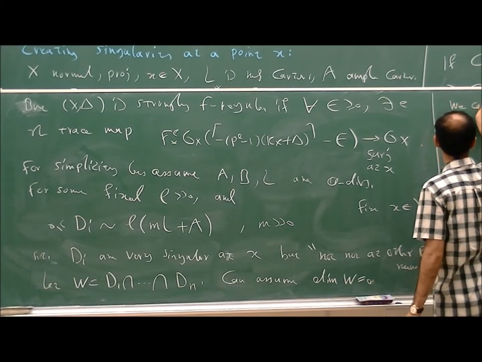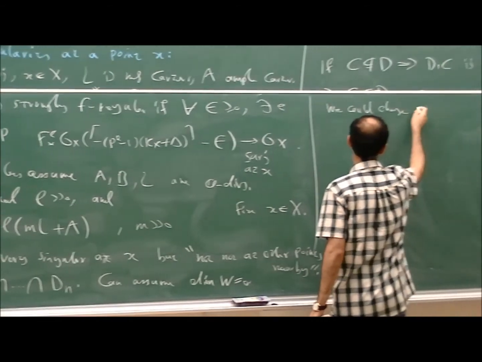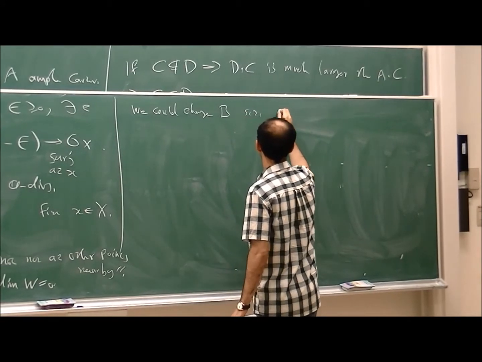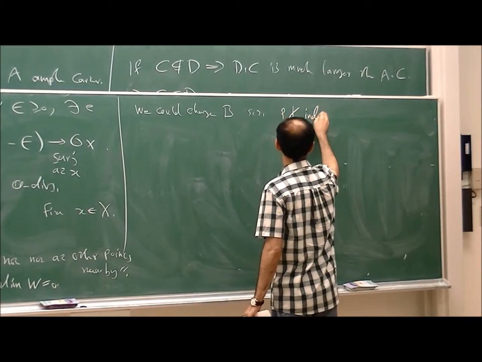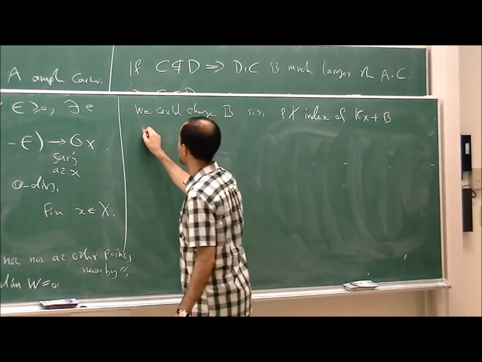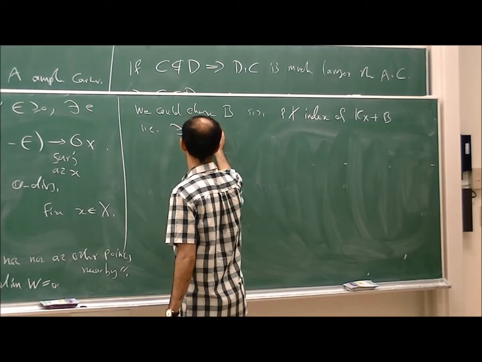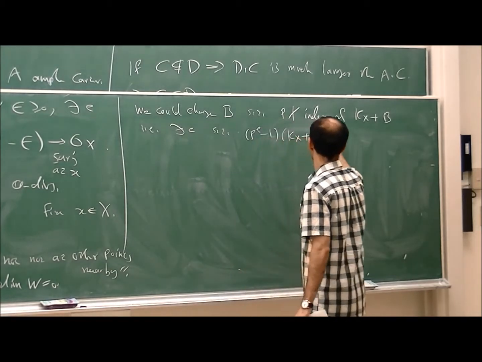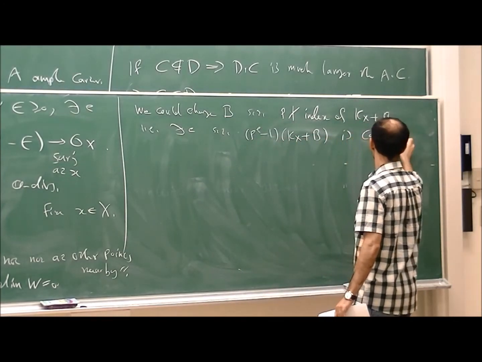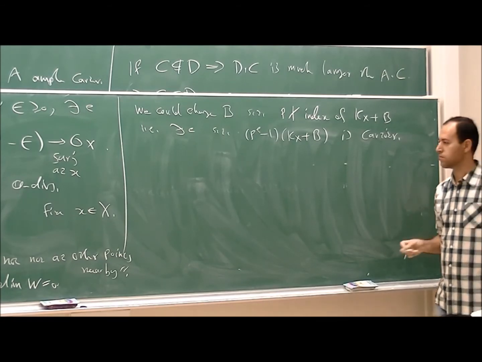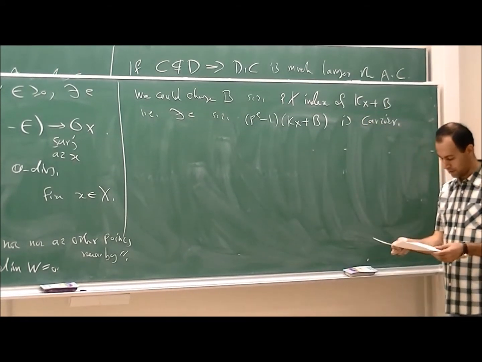Okay, we could also change the D a little bit for some more or less trivial reasons, such that p does not divide the index of K_X plus B. This is the same thing as saying that there is some e such that p^e minus 1 times (K_X plus B) is a Cartier divisor. So this may not hold originally, but if you change the B a little bit using an ample divisor, this will be satisfied. Quite simple reasons.